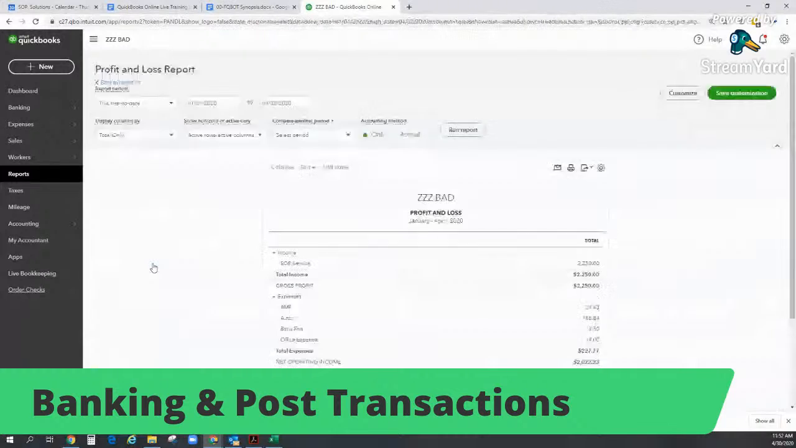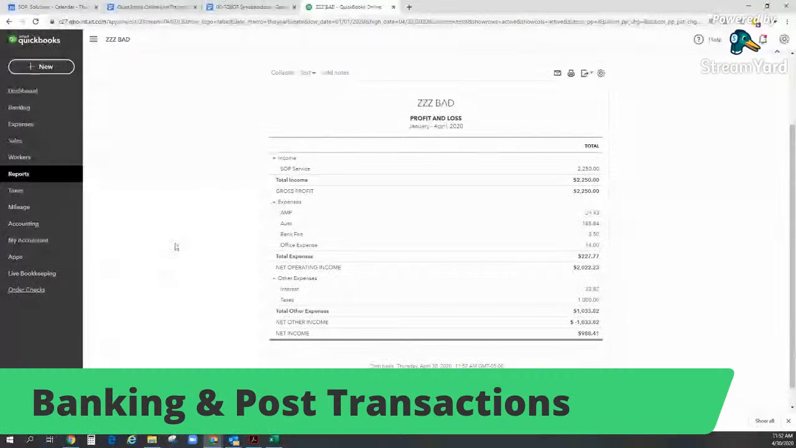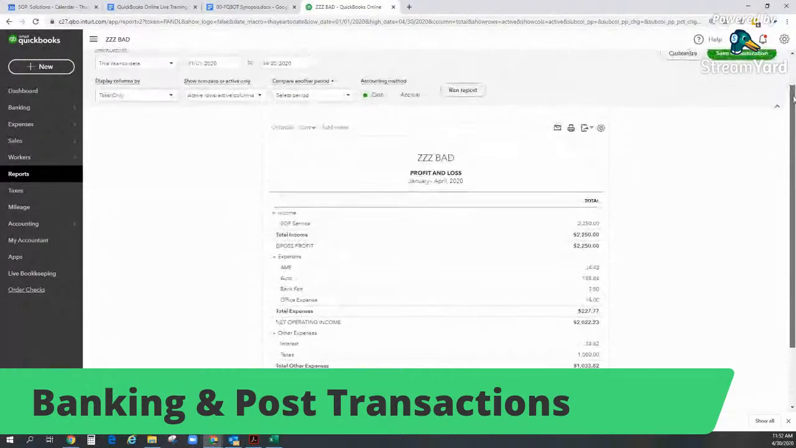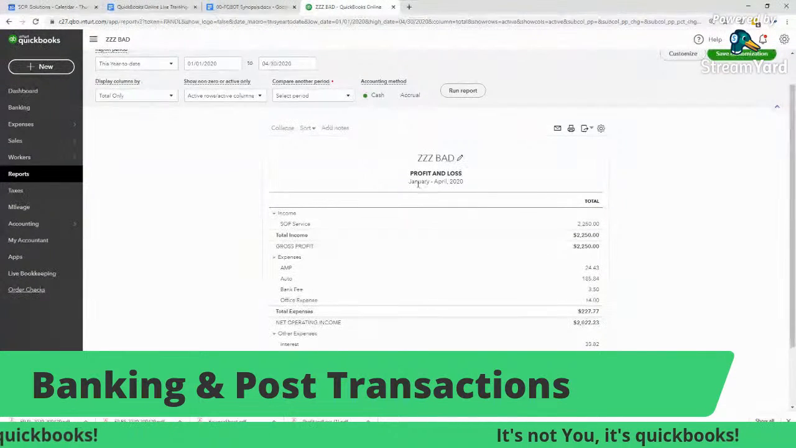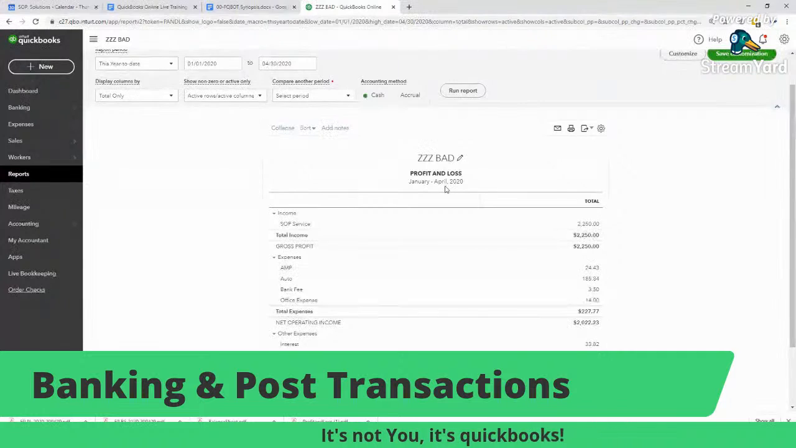I don't know if I have any 2019 income, but no, we'll do 2020. 2020 is kind of coming along a little bit. So here's our profit and loss. This is January to April. We don't have much data in here. That's okay. We're looking at it for the whole time period, January to April.